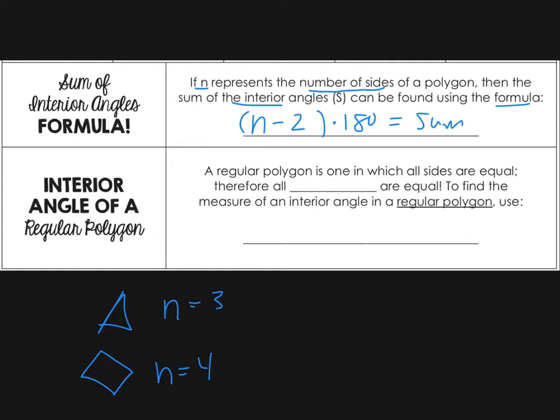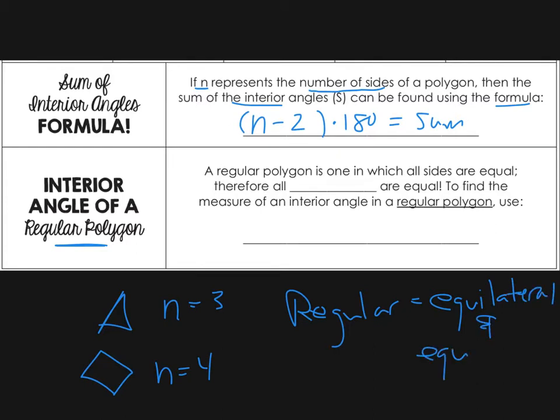Well, what if you wanted to know just one of those angles? Well, we have this idea of a regular polygon. Regular polygons essentially means equilateral and equiangular.